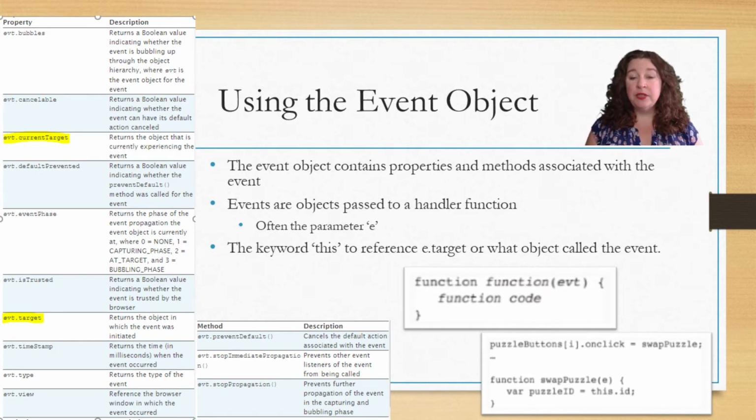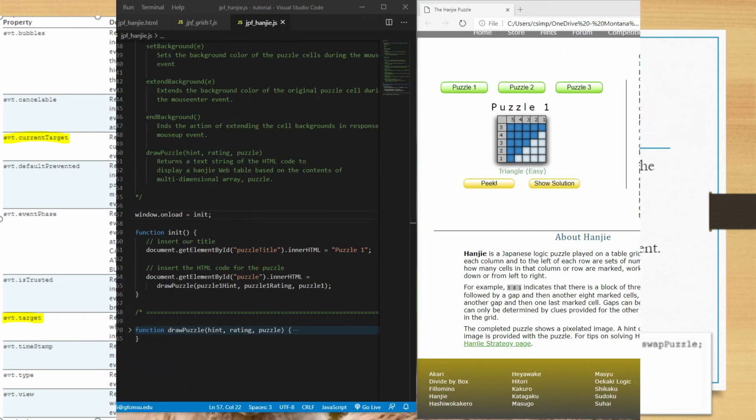So in the example down here where we did swap puzzle, and we're going to see this in code in just a second, we are going to pass the parameter e, and that e is going to give us this ID. So I could say e.target.id, or I can just say this.id, and both of them work. So they do exactly the same thing. So let's go see some event objects and things that we can get from our object.